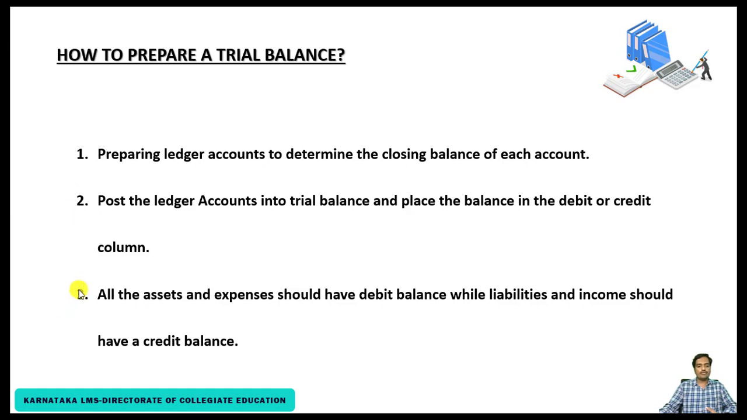And the third step is, and most importantly, it's like a precaution: all assets and expenses should have debit balance while liabilities and incomes should have a credit balance.